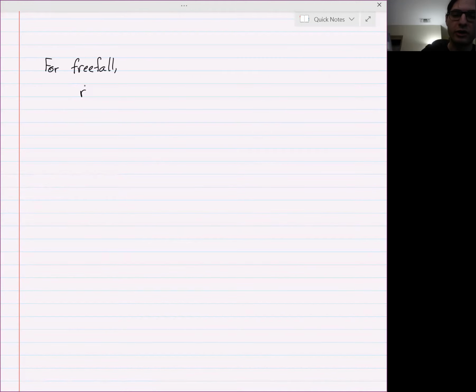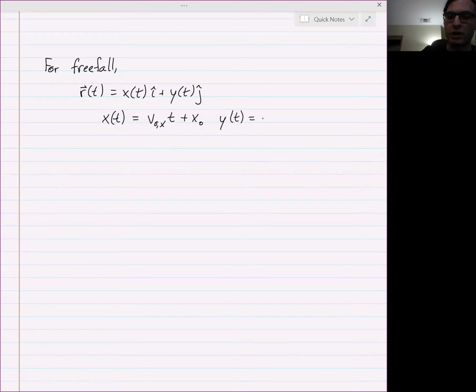They have the equations r of t is x of t in the i hat direction plus y of t in the j hat direction, where x of t is v naught in the x direction times t plus x naught, and y of t is minus 1/2 g t squared plus v naught in the y direction times t plus y naught.